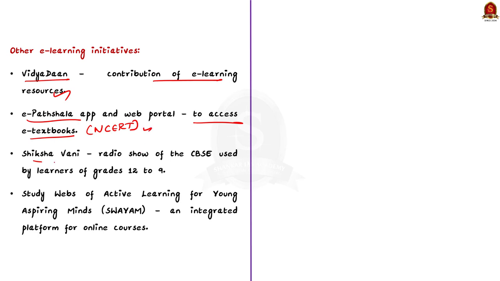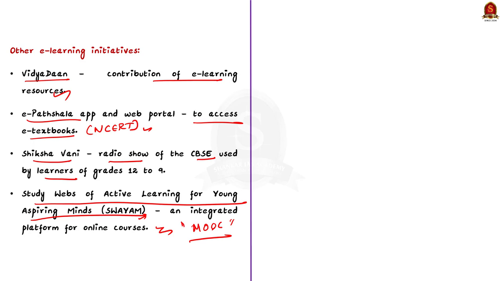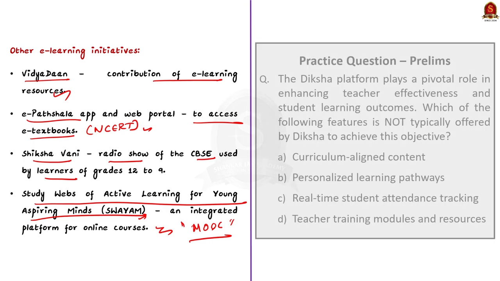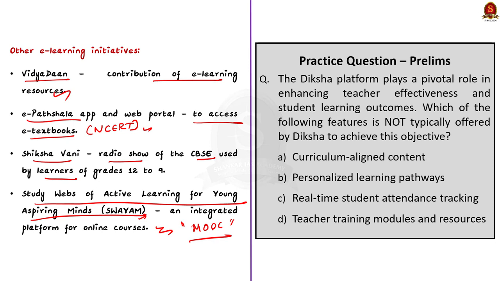The third one is Shikshavani. Shikshavani is a radio show of the CBSE, which is used by learners of grades 9 to 12. It contains more than 430 pieces of audio content for all subjects. The last important one is Swayam, that is Study Webs of Active Learning for Young Aspiring Minds. This offers an integrated platform for online courses at affordable cost to all citizens, mainly the underprivileged section of our society. The portal has massive open online courses, which offer quality education on various subjects from school students to undergraduates to postgraduates. These are all some of the e-learning initiatives taken by the government.